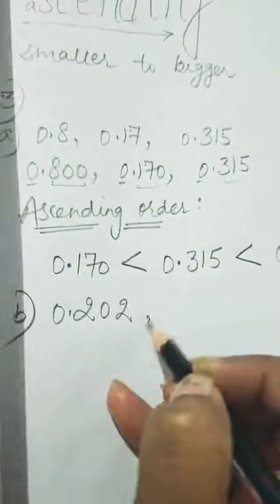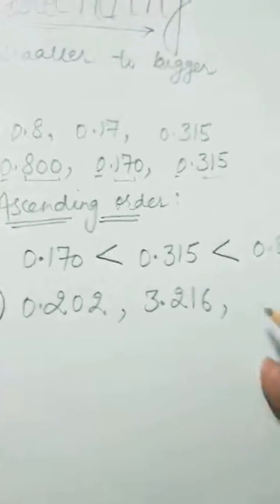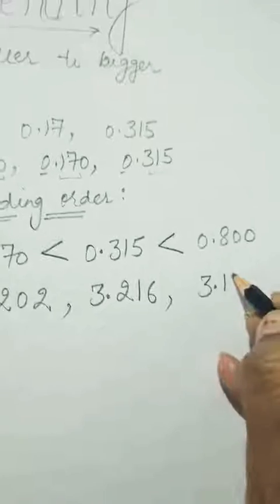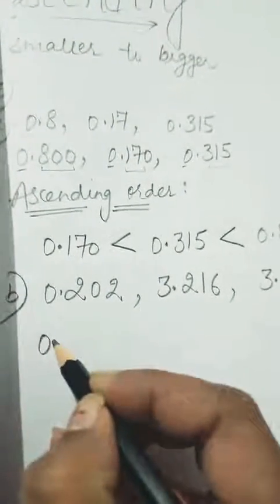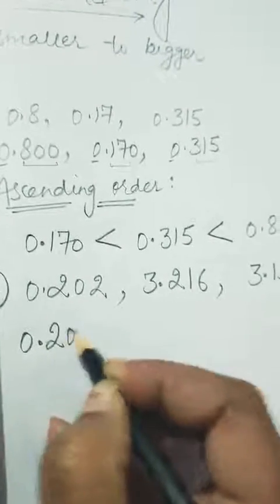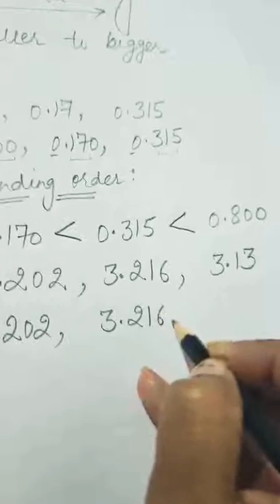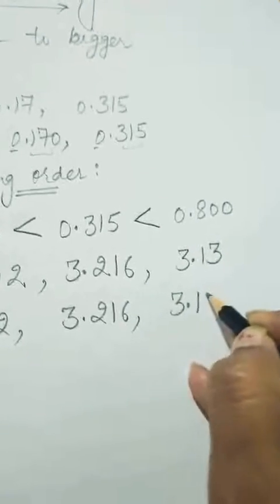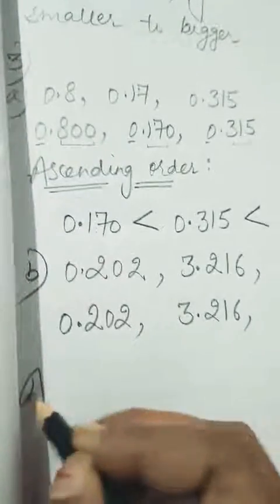Yes, after that B part is there. 0.202, 3.216, 3.13. Here unlike decimals, so what we will do? Like decimals we will make these. Now these are the like decimals. Now ascending order.